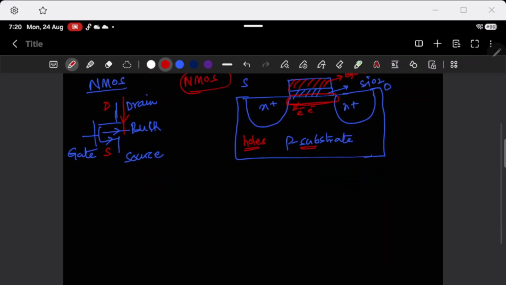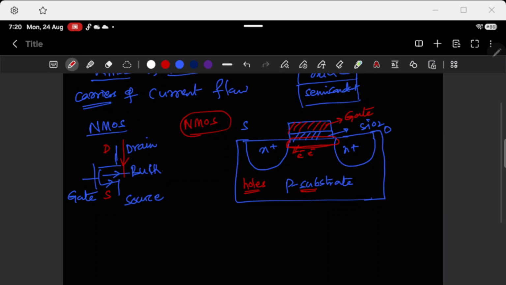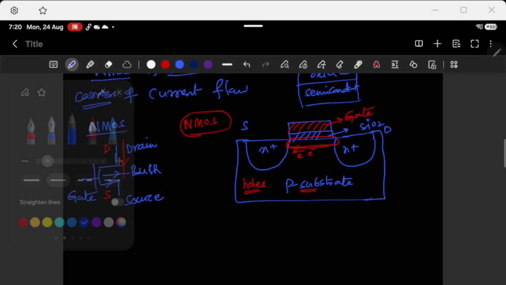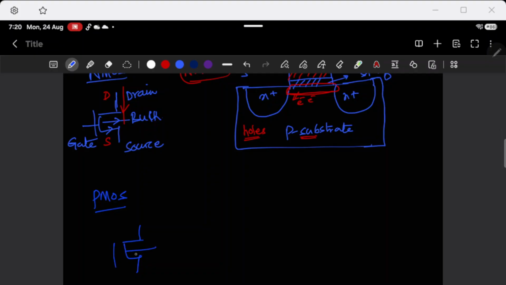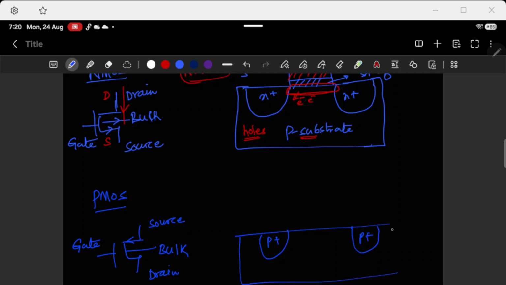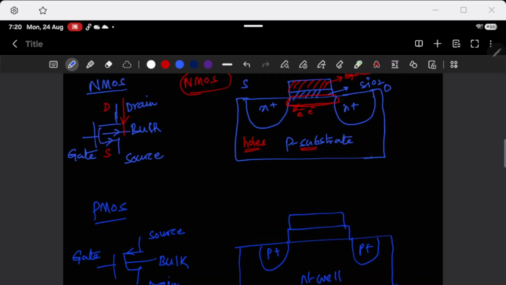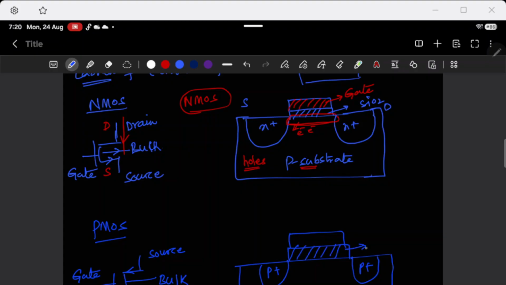Similarly, for PMOS it's vice versa. Here also we have four terminals: bulk, source, drain, and gate. It is built with two P plus regions, and we all know this is SiO2 and this is our gate.